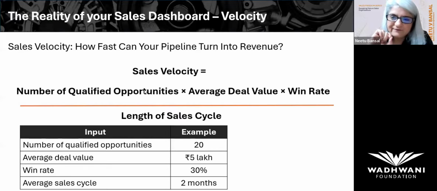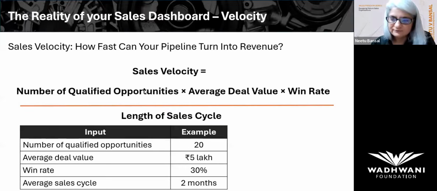Out of that, the average deal size is 5 lakhs. And your overall win rate, when you get 100 leads, you are able to close 30 of them. That means your win rate is 30%. This is overall, generic. And it takes 2 months for you to close most of the deals, from the time you get to know about them till the time you get the order.